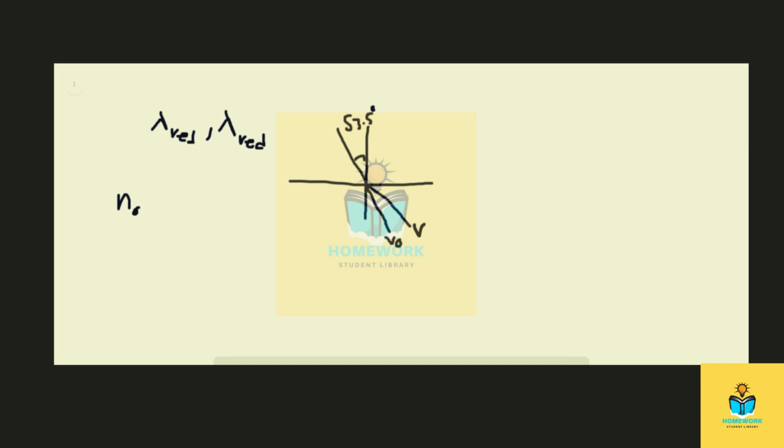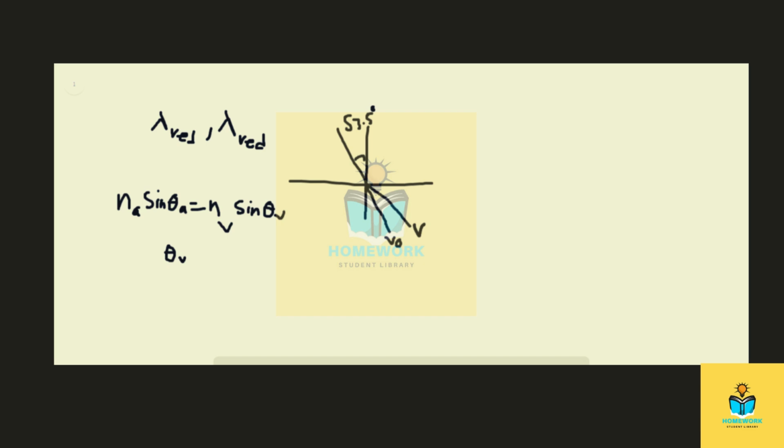The refractive index of air times the sine of the angle of incidence, theta A, is equal to the refractive index for the violet, V, inside the diamond times the sine of the angle of refraction for violet. So we'll write theta V here, and then we will solve for theta V.